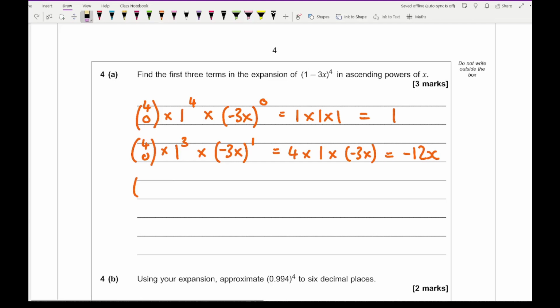Then, and let me just make that correct there, because that should be a 1 there. Then for the third term, I've got 4C2, then I've got 1 squared times (-3x) squared, so that's going to be 6 times 1, and then (-3x) squared is going to give me 9x squared.